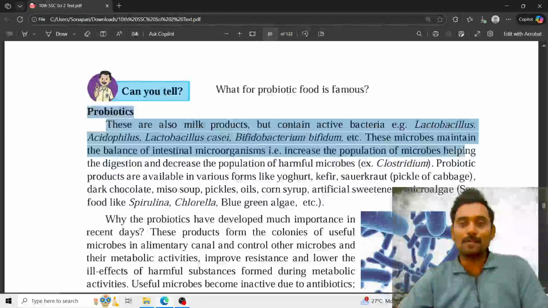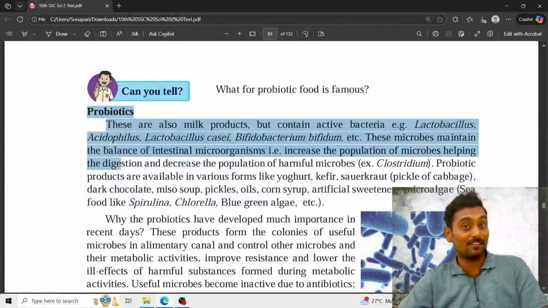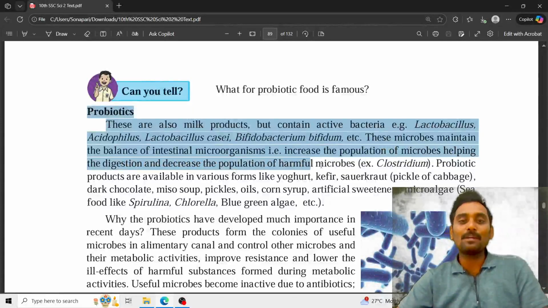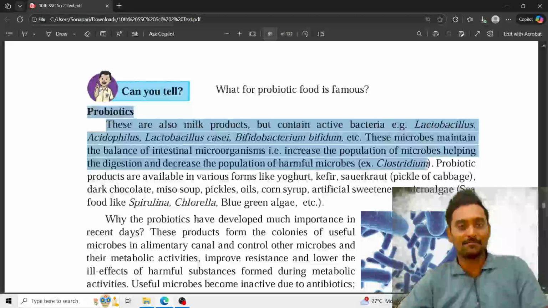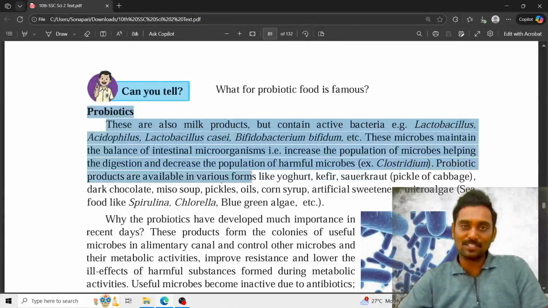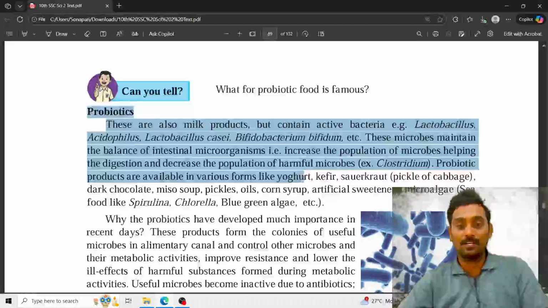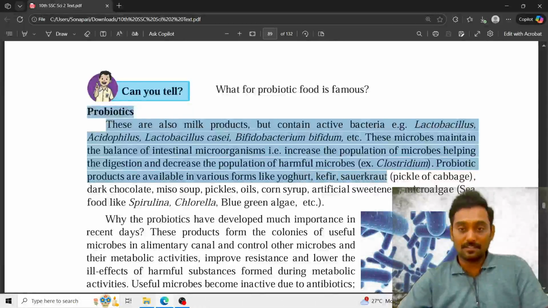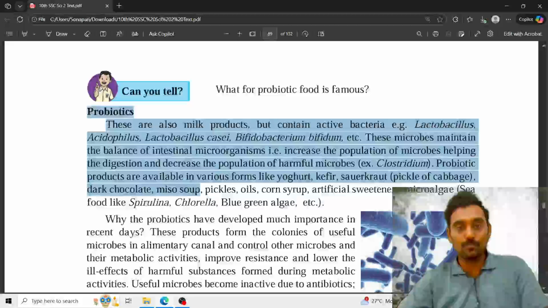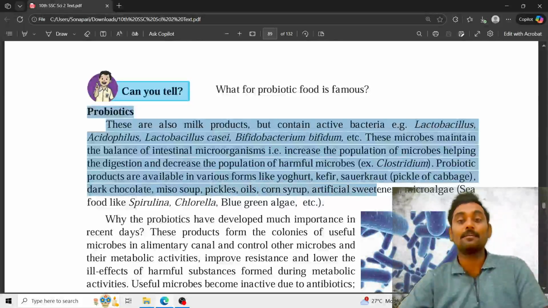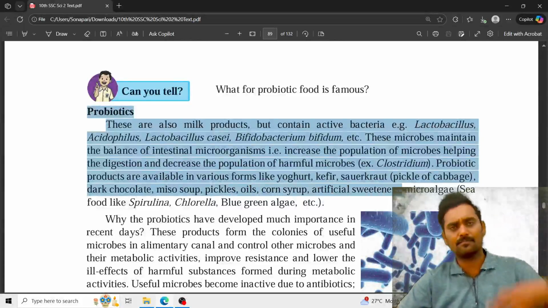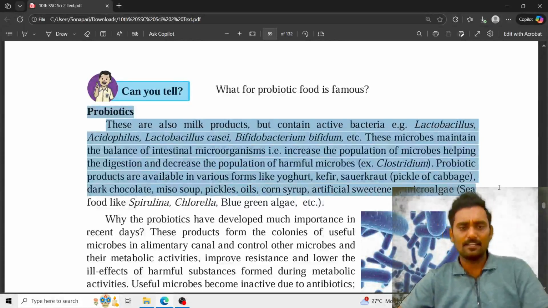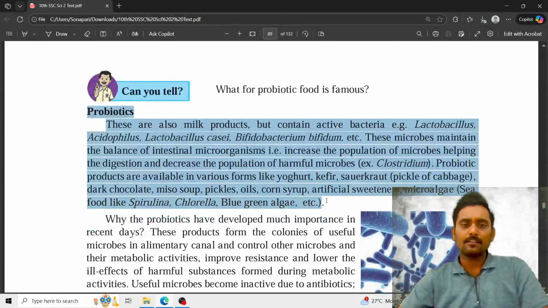To increase the population of microbes, helping the digestion, and decrease the population of harmful microbes like Clostridium, we use probiotics. Probiotics are products available in forms like yogurt, kefir, sauerkraut, that is pickled cabbage, dark chocolate, miso soup, pickles, oils, corn syrup, artificial sweeteners, microalgae, etc. It is a seafood like spirulina, chlorella, blue-green algae, etc.